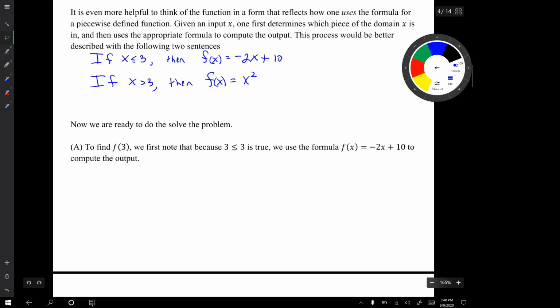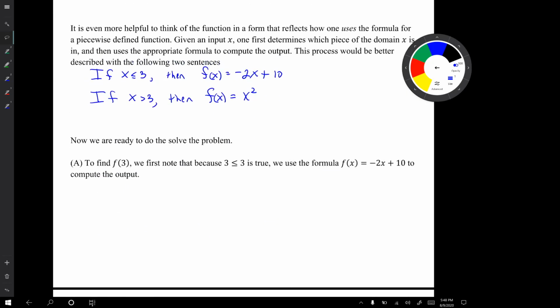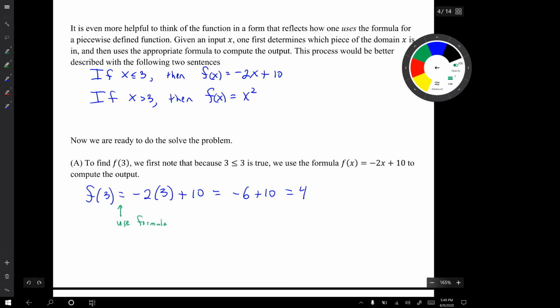All right, now we're ready to solve the problem. To compute f of 3, we first note that because this inequality is true, we use this formula to compute the y value. So we get a result of f of 3 equals 4. And let's be very clear in our computation to explain why we did what we did. So we chose the appropriate formula for the function, and we substituted in x equals 3 into that formula.